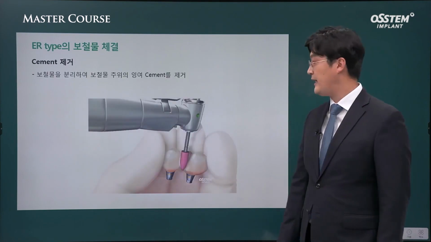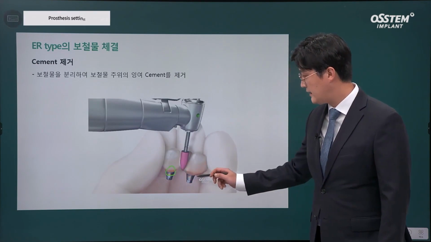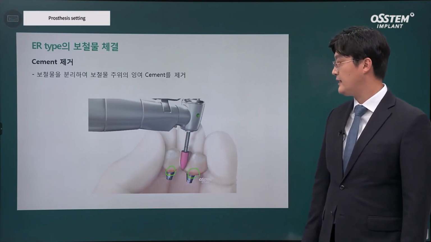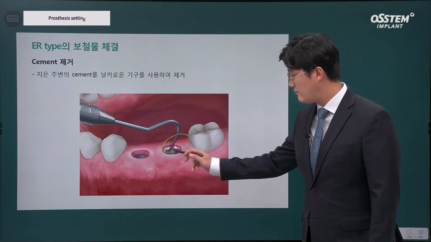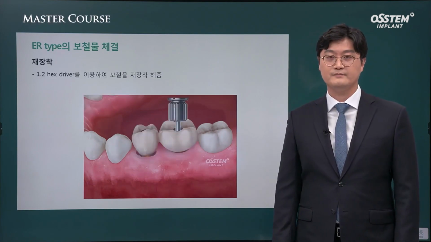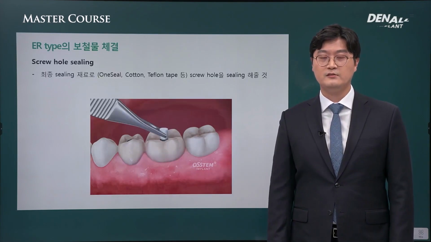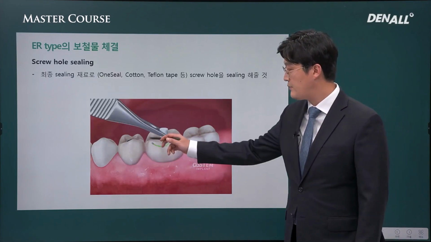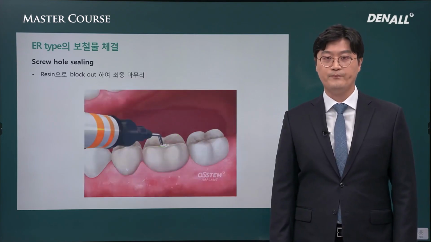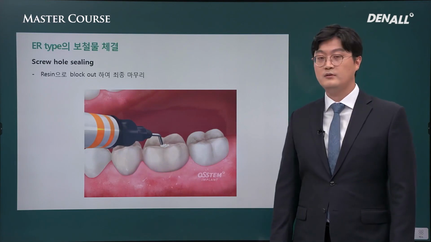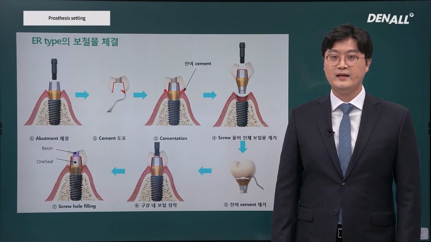You remove the screw hole seal. You remove the prosthesis and you thoroughly remove the residual cement. This is a benefit. And you can also remove the residual cement on the gingiva. And then using a hex driver, it should be connected using the torque recommended by the company, and because the ER type has a screw hole, you need to use one seal, cotton pellet or Teflon to fill the hole, and opaque resin is used to seal the hole.